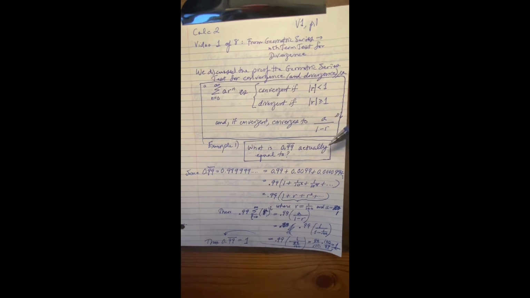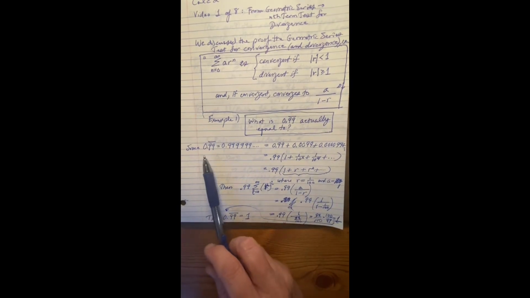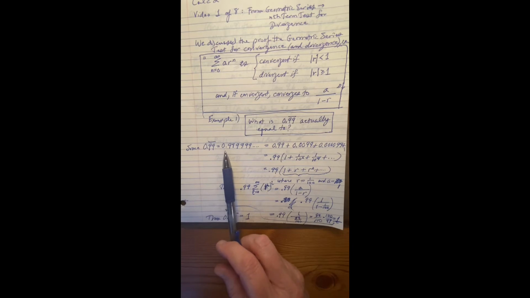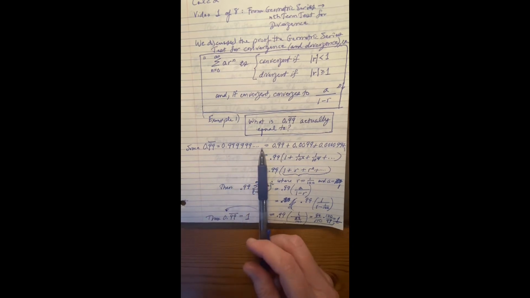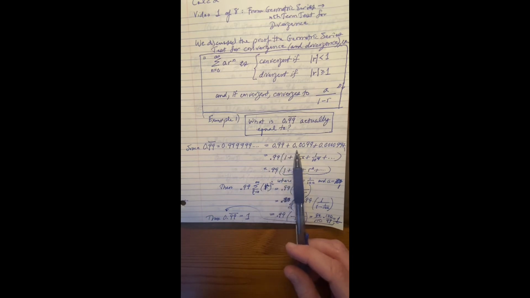So here's an example of using it. It's kind of interesting. What is the number 0.99 repeated actually equal to? You can use geometric series to evaluate that. Since 0.99 repeated is the same thing as 0.99 with infinitely many nines, that is equal to 0.99 plus 0.0099 plus 0.000099 plus, and so on and so forth, infinitely.